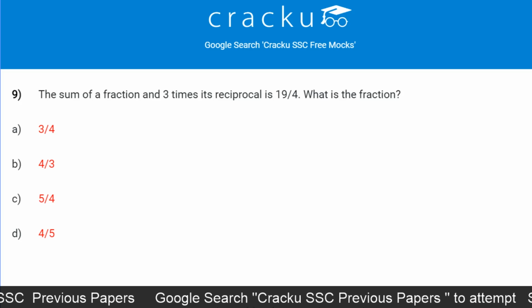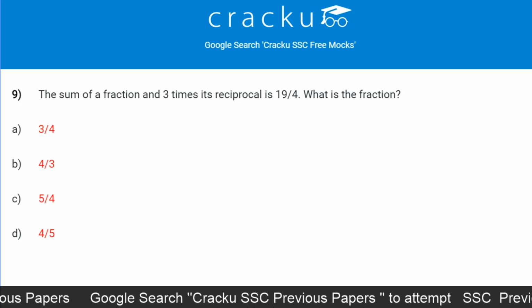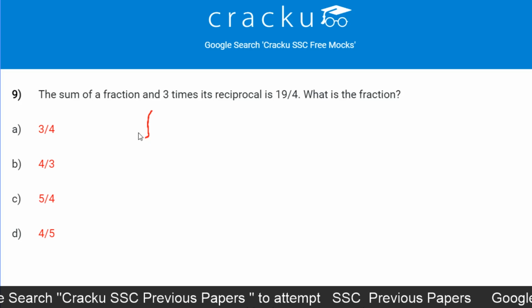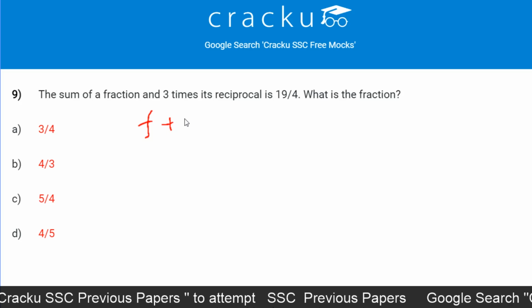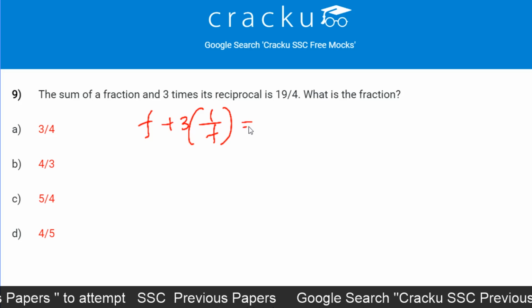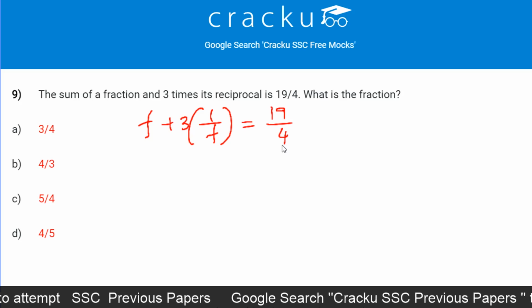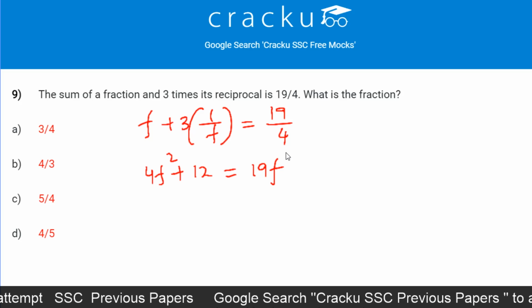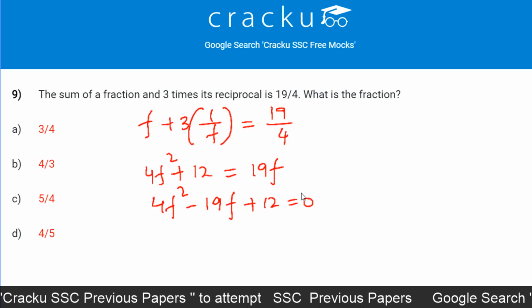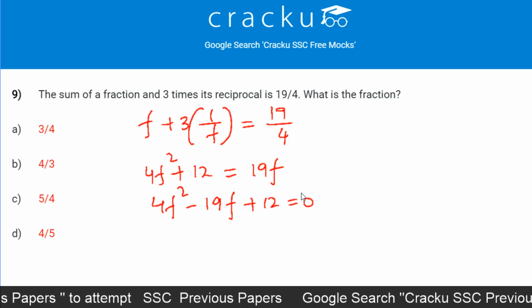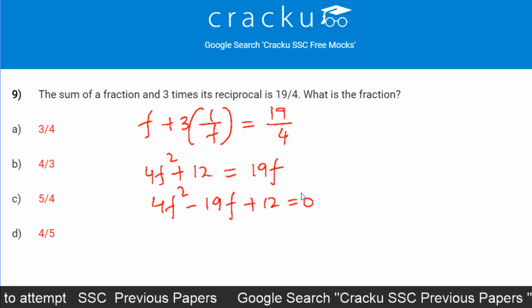A sum of a fraction and 3 times its reciprocal is 19 by 4. What is the fraction? Let the fraction be f. 3 times its reciprocal, that is 3 times 1 by f, equals 19 by 4. If we simplify this, we get 4f square plus 12 is equal to 19f. So we are getting a quadratic equation, 4f square minus 19f plus 12 is equal to 0.